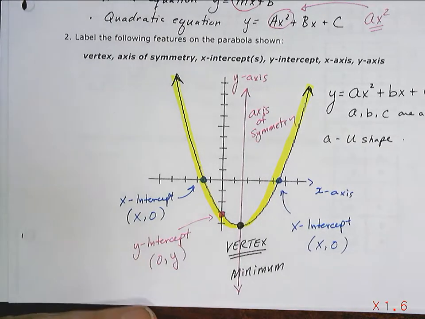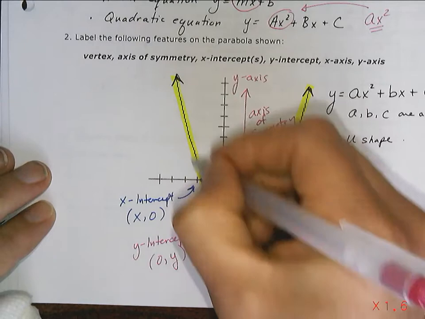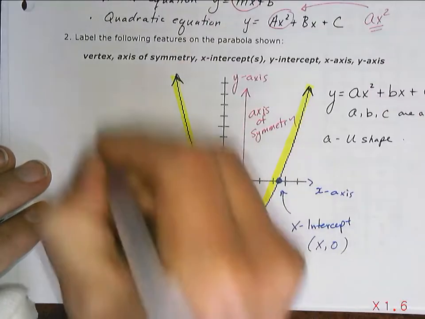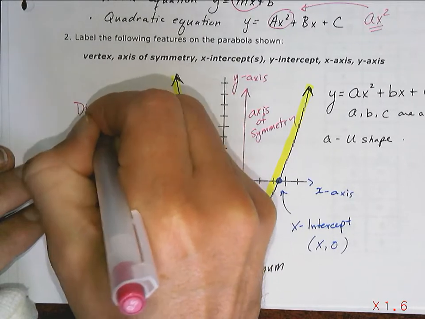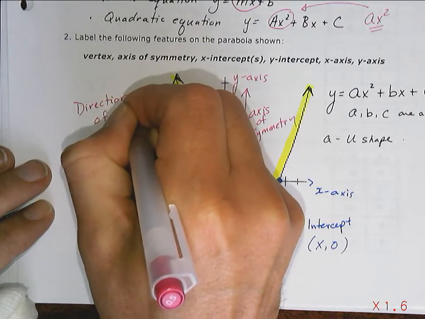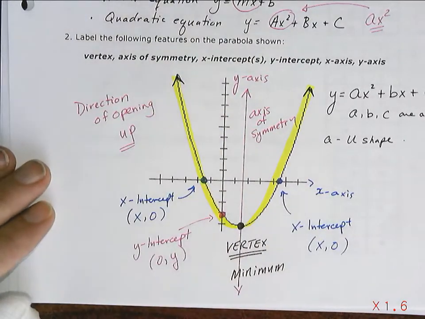There's something else. There's a direction of opening. Which direction of opening would you say that this parabola has? Does it open up or does it open down? It opens down? I disagree. Yeah, we would call that, it has a direction of opening up in this case. And if it was turned the other way, it would have a direction of opening of down. Stop the video there and I'll be right back.